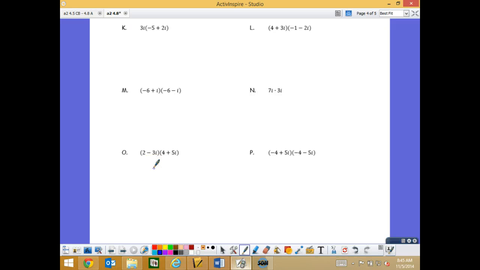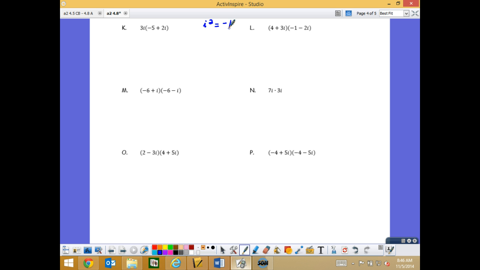In our third set of examples today, we're going to look at multiplying complex numbers, and this is where we're really going to use that fact that i squared is equal to negative 1. Whenever we end up with an i squared, we're going to substitute negative 1 in for that.